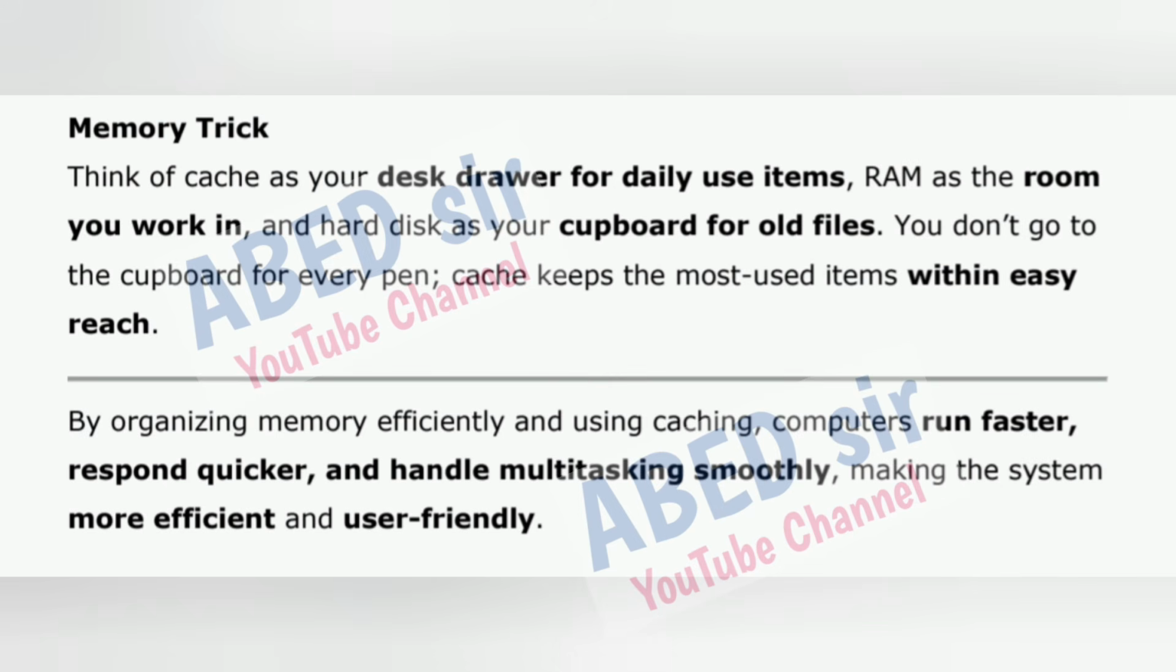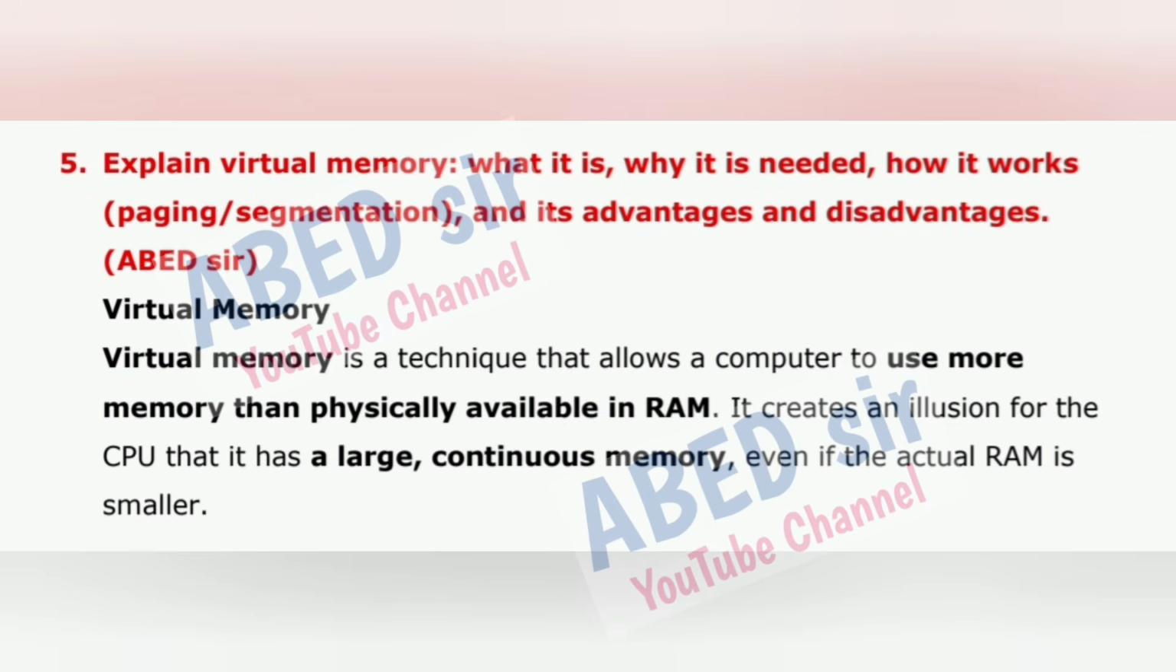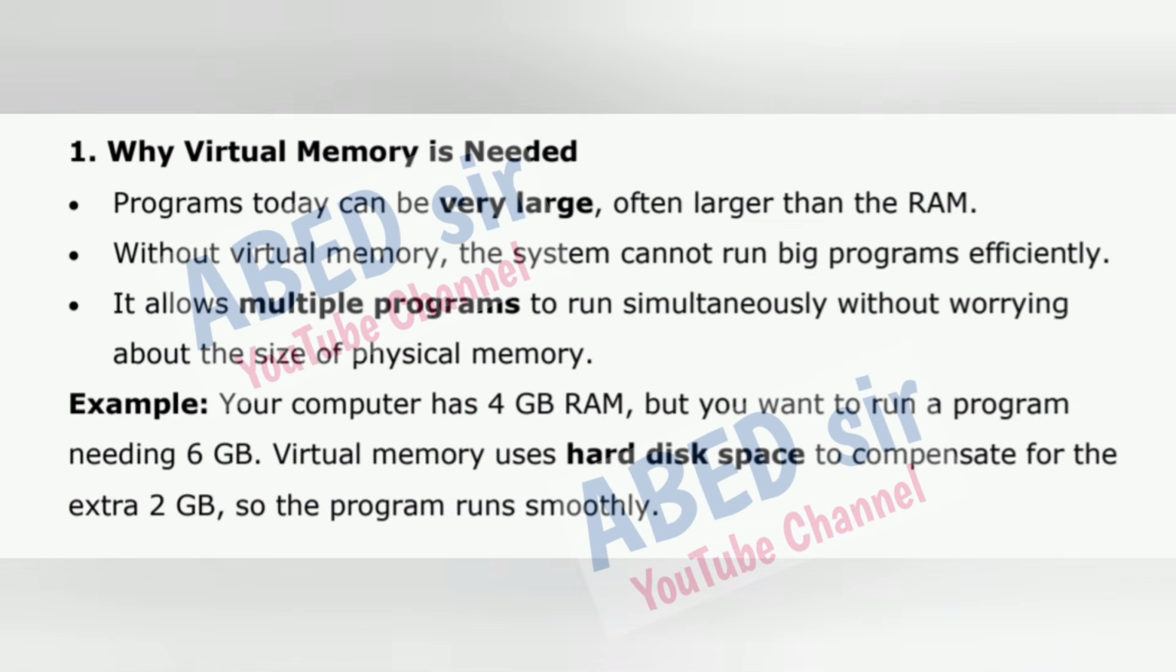Next important long question is 5. Explain virtual memory: what it is, why it is needed, how it works, paging, segmentation, and its advantages and disadvantages. Virtual memory is a technique that allows a computer to use more memory than physically available in RAM. It creates an illusion for the CPU that it has a large, continuous memory, even if the actual RAM is smaller.